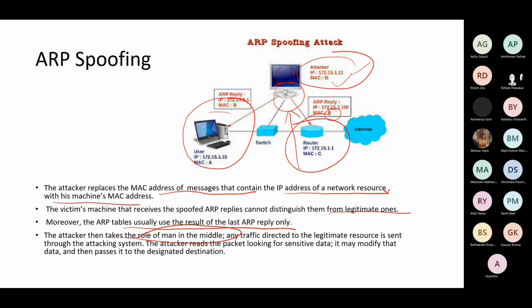Ma'am, what is MAC address exactly? MAC address is the physical address of your system. And IP address is a virtual address, when you are connecting your system to a network, some IP address is given to you. And MAC address is a physical address.